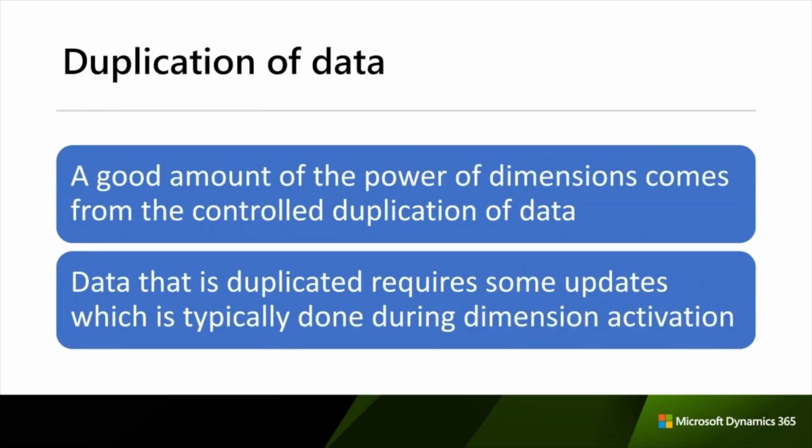I mentioned before that there was some duplication in the data, and we saw it in some of those examples. It's a balance between duplication for performance and not having things duplicated, because when you have duplication, if something is allowed to be changed, then you have to go update the duplicates. That's exactly what happens during things like dimension activation, and account structure activation as well.